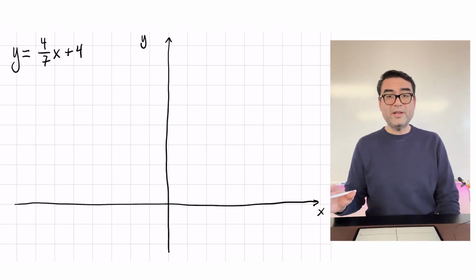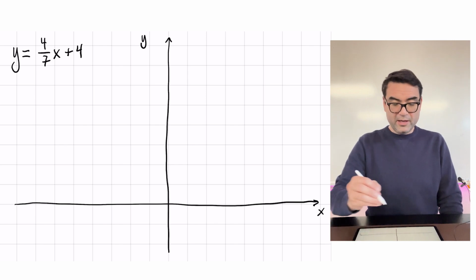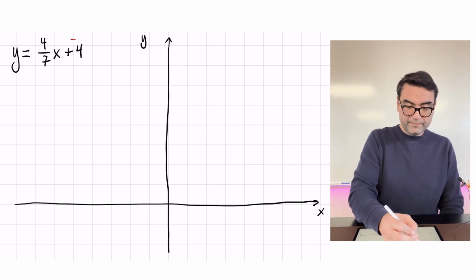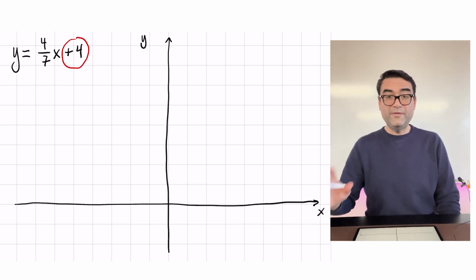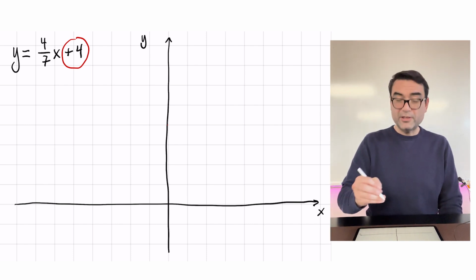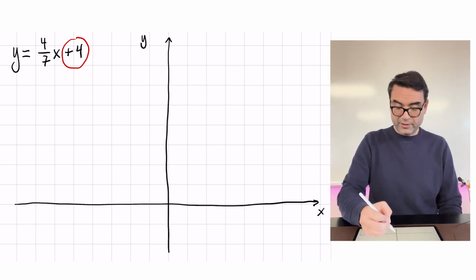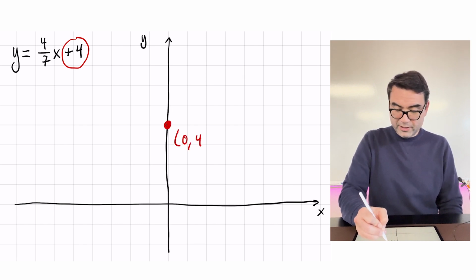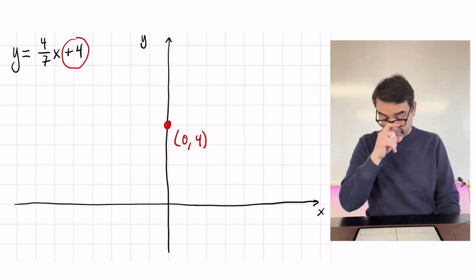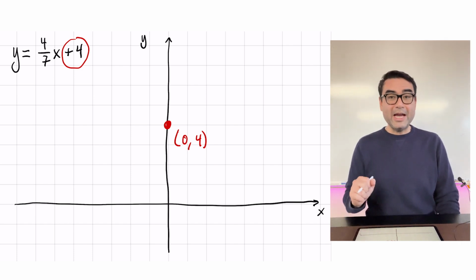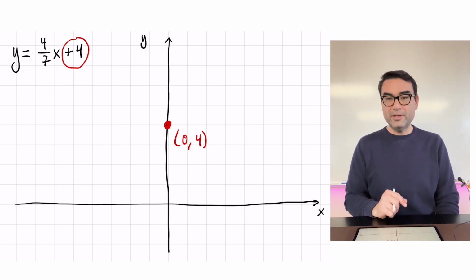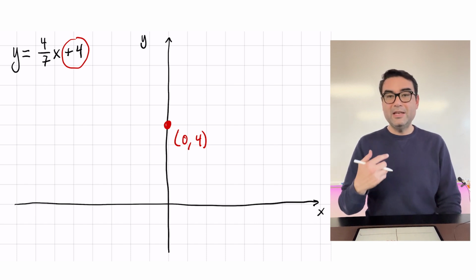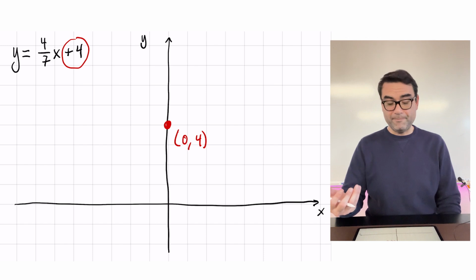Okay, so in slope-intercept form, we know that the plus 4 here represents the value of the y-intercept. So on my y-axis, I'm going to go to positive 4. So 1, 2, 3, 4. 0, 4 is for sure my y-intercept. Now, this form does not give me my x-intercept, but it does give me the slope. So what I can do with the slope is use it to find the next point that I would graph on this line.